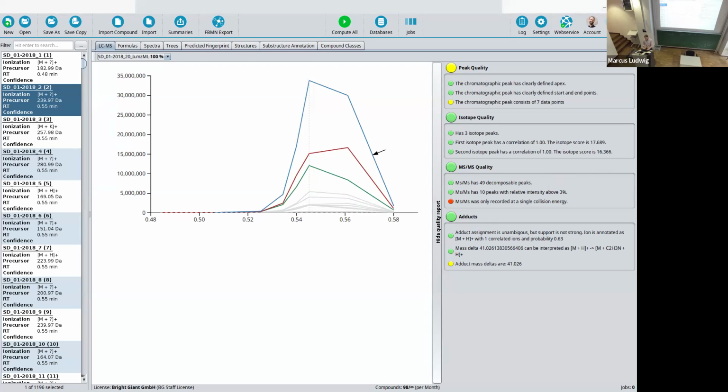So this gives you an idea of whether this was a good feature. And besides that, if you want to do anything like computing a specific compound, deleting it, or ordering the list in some way, we have a right-click menu where you do this.